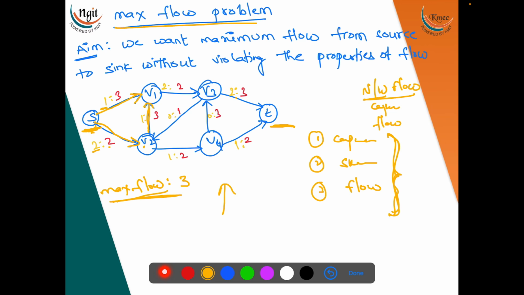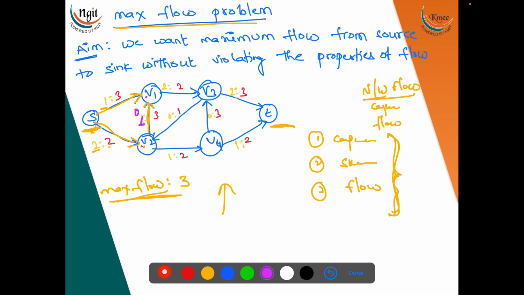Let's see. I am decreasing the flow value carried from V2 to V1 by 1. Already, from V2 to V1 the flow carried is 1, and I am decreasing it by 1. That means 1 minus 1 is 0.